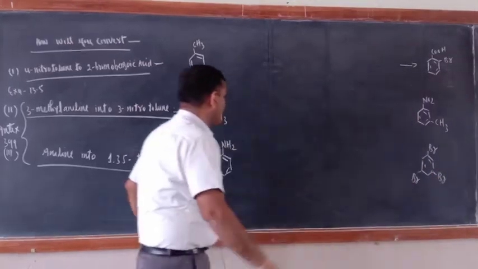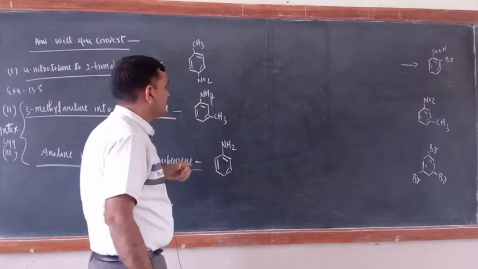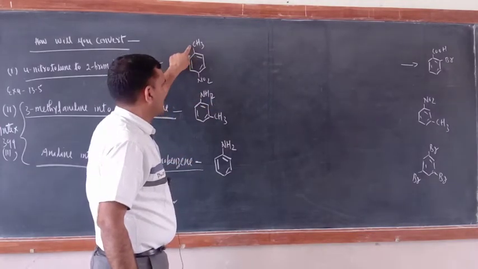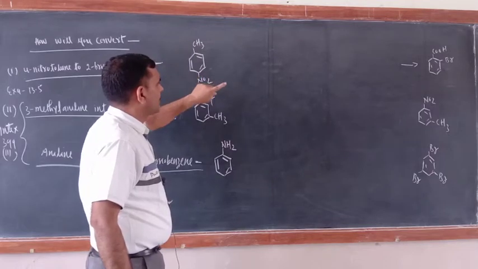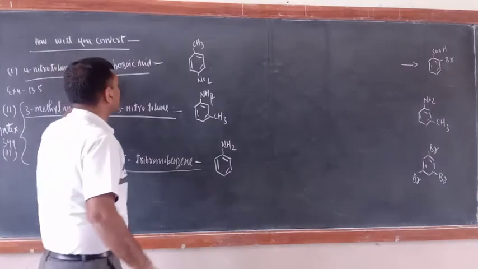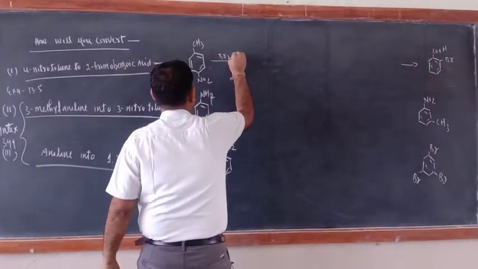1,3,5-tribromobenzene. Writing the final product will give you some idea. What do you have to get? Benzoic acid, COOH, and Br also. So just see, 4-nitrotoluene to 2-bromobenzoic acid. First you subject it to bromination.